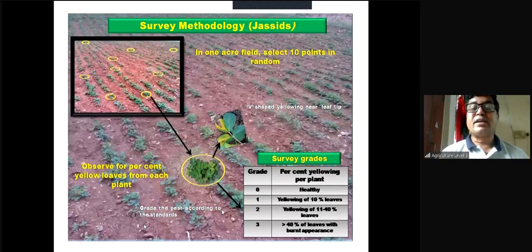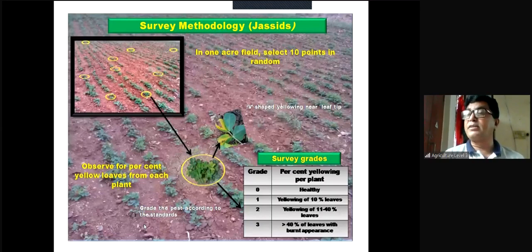Grade the pest according to the standards, then grading karo. So spots are selected and data have been collected for each plant based on the yellowing, and then you put it to the standard value. Grade, survey grade. 0% yellowing per plant. How many plants, how many percentage of a plant. And now the question is how you can do it.